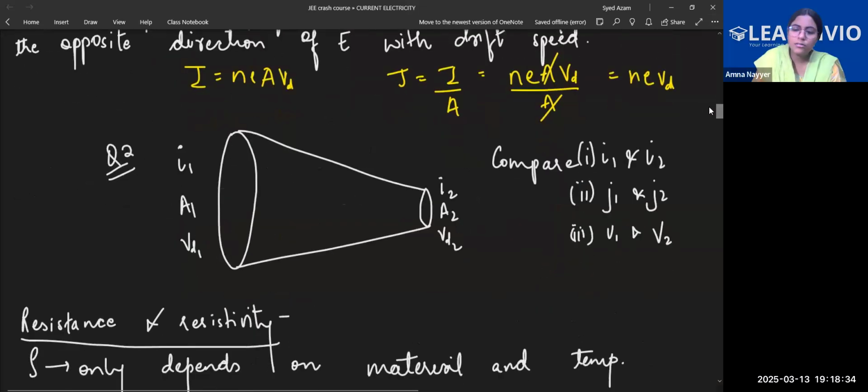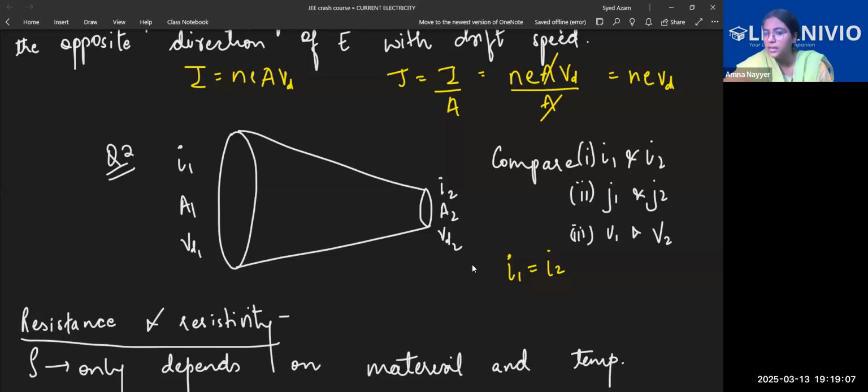Now sometimes the question comes where you have a non-uniform figure, meaning the area is different, one is wider, the other is narrower. What all things do you have to compare? The currents, the current densities, and the drift velocities. See, current never changes. Whatever amount of charge enters through one end will exit through the other end. So I1 will be equal to I2, whether the area is different, the volume is changing or anything.